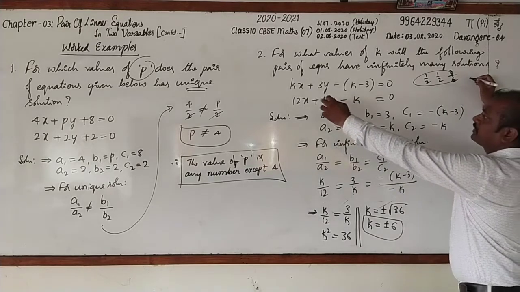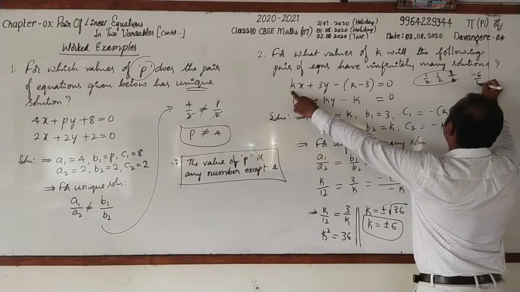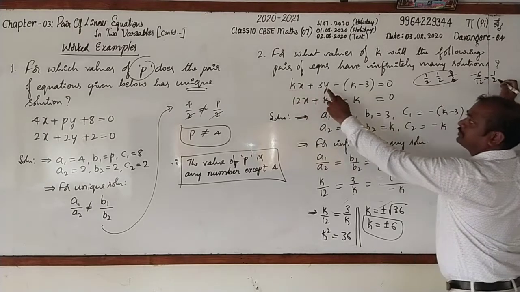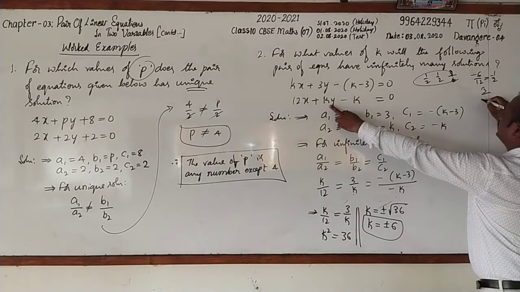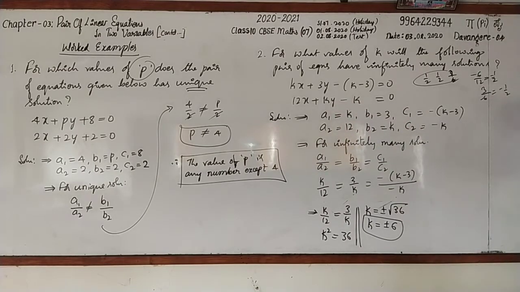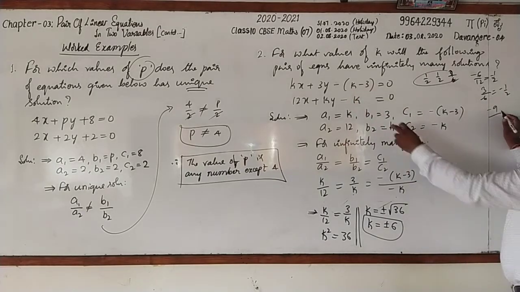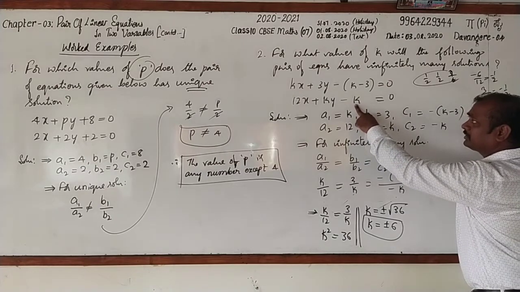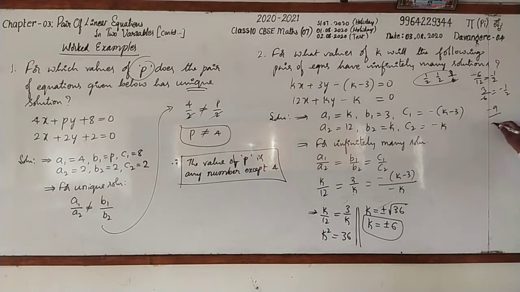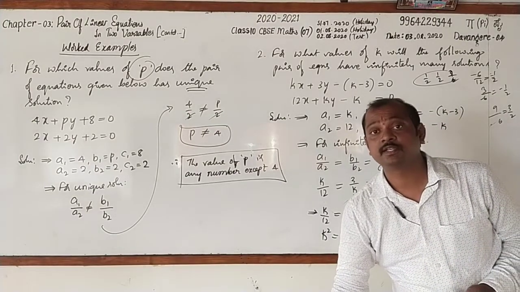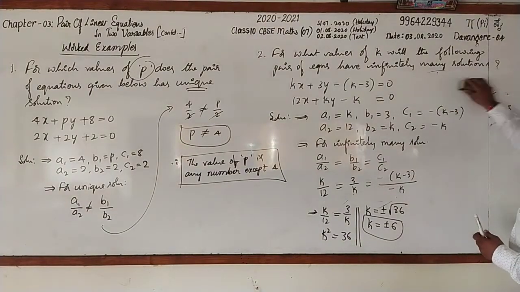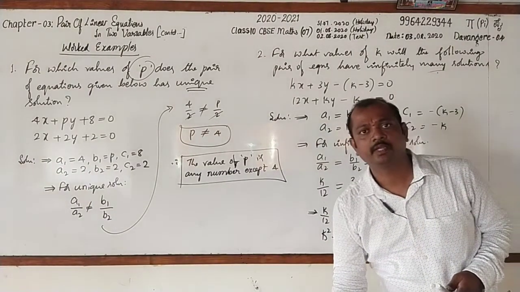What about minus? Minus 6. Look here. It is minus 6 by 12. It is minus 1 by 2. This is 3 by minus 6. Minus 1 by 2. And this is k is minus 6. Minus 6 minus 3. Minus 9. And this is k is minus 6. Both get cancelled. This will be 3 by 2. See that A1 by A2 is equal to B1 by B2, but not equal to C1 by C2. So it doesn't come for k is minus 6. Hence we should take only k equal to plus 6.